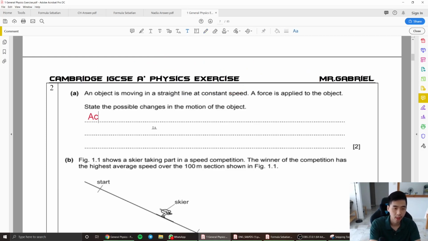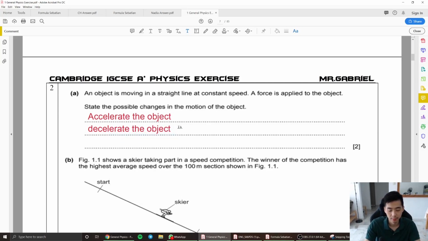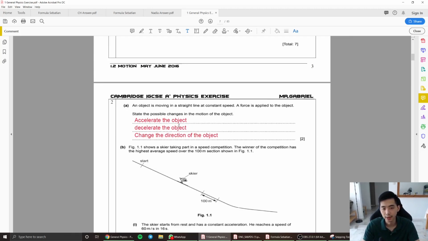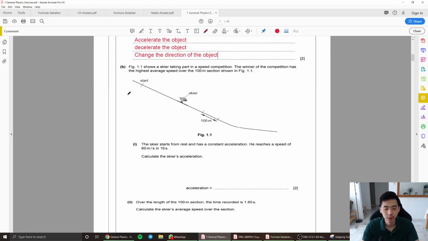Number one, accelerate the object. Number two, decelerate the object. And number three, it could change the direction of the object. Okay, either two is definitely acceptable because it's 2 marks here, guys. Alright, then moving on to the next part here.